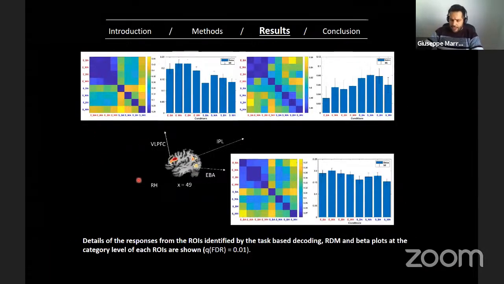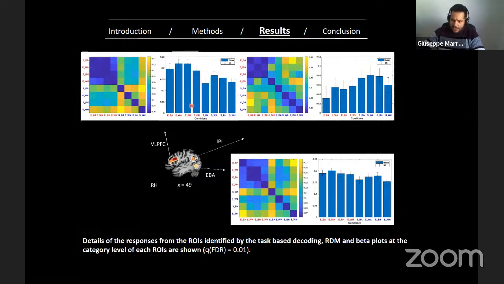These ROIs are instead the results of the classification accuracies tested against 0 produced by the classifier threshold with a Q of FDR 0.01. On the left side of the panels, we show the representational dissimilarity matrices computed with 1 minus Pearson's correlation distance between the different conditions, which here are labeled in red for the emotion explicit task and in blue for the shape implicit task.